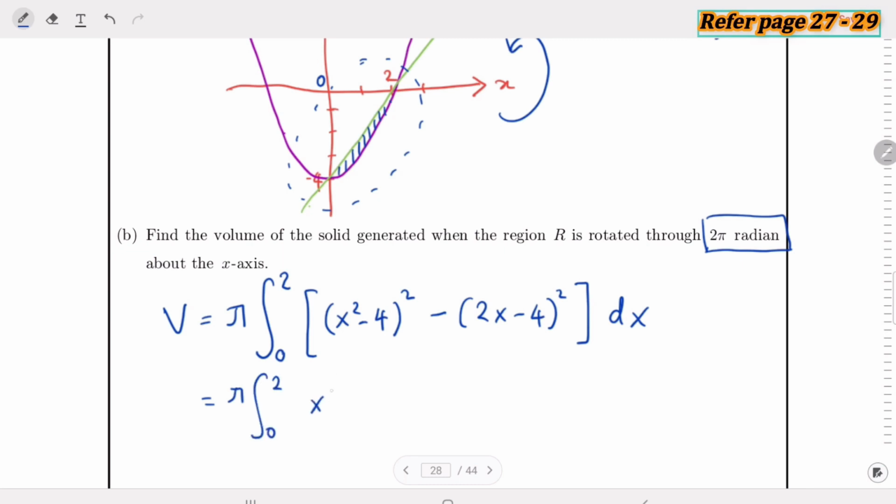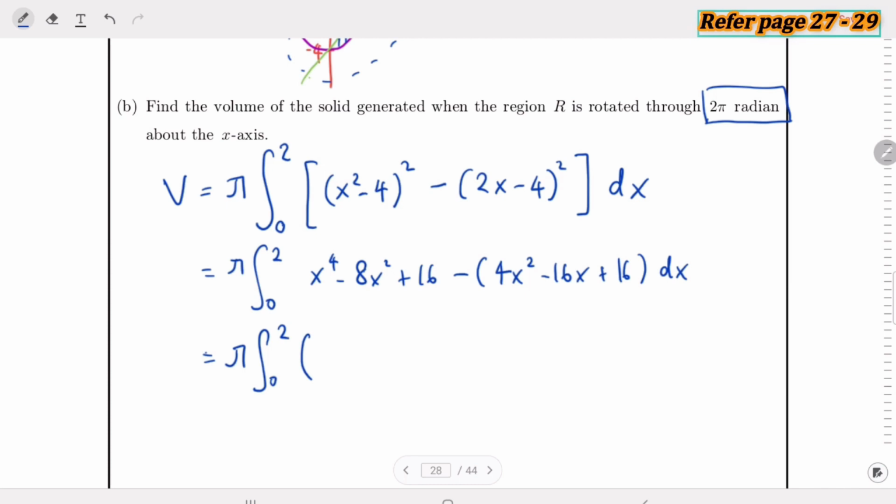So here it becomes x to the power of 4 minus 8x squared plus 16, minus, we expand this, 4x squared, 4 times negative 2... 8 times 2 is negative 16x plus 16. With respect to x, x to the power 4 is single, and then x squared, 8 and 4 is negative 12x squared, plus 16x. So this is the only function left.